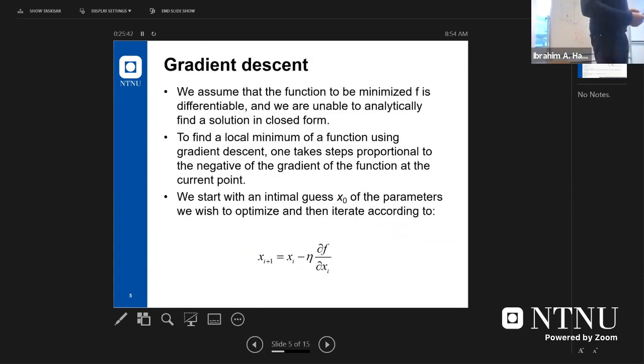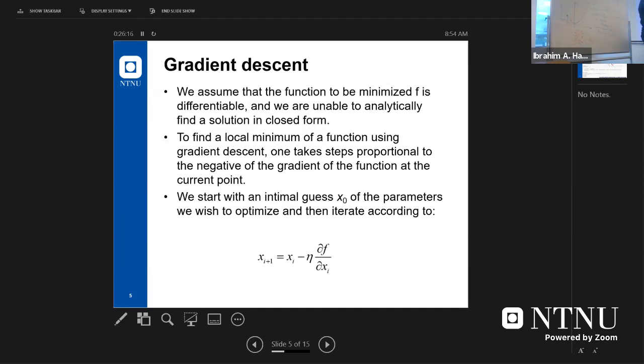So we assume that the function to be minimized, f, is differentiable. Very important that the function is differentiable because we need to calculate the gradient. It's the same way here, this function is differentiable. So in fact, it's very important to select an activation function which is easy to differentiate, because the function must be differentiable. When selecting the activation function, we can come up with any activation function. The most important is to know how to differentiate it because we need to find the gradient.